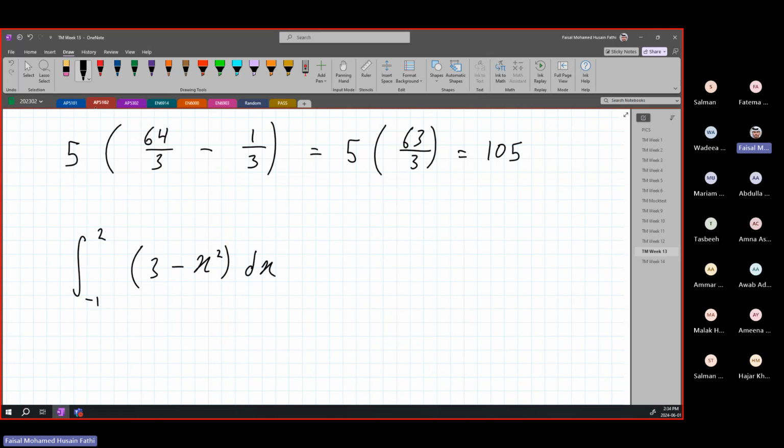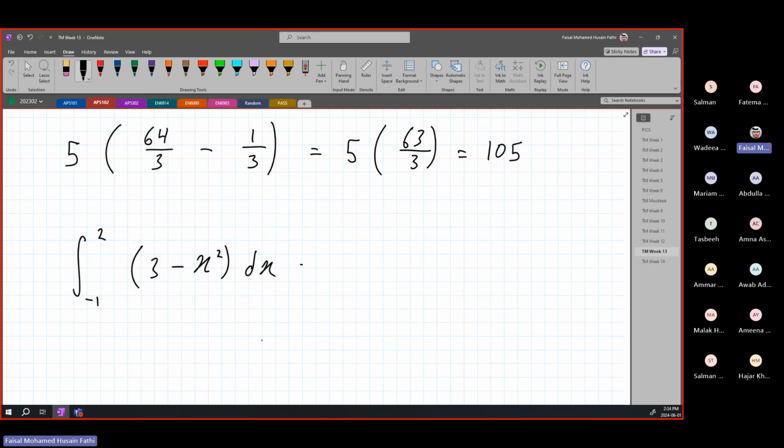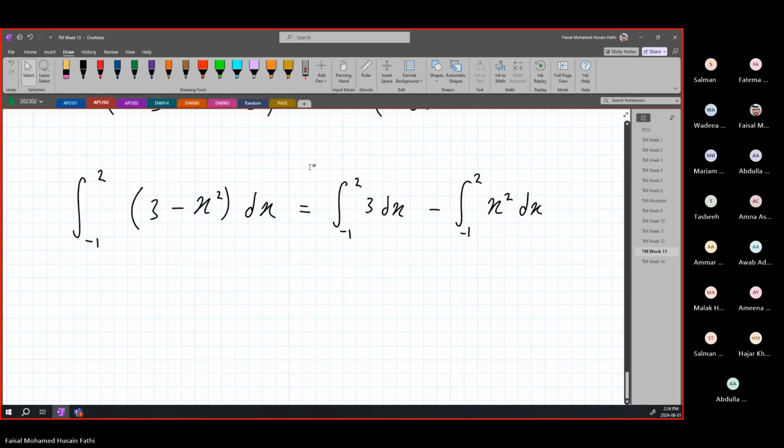Okay. Again, remember integration. You can do the integration separately here. So this is the same as the integration from -1 to 2 of 3 dx minus the integration from -1 to 2 of x squared dx. Okay. All I did was separate these. Whatever is here, I separated so I can do the integration of the first part and then the integration of the second part.